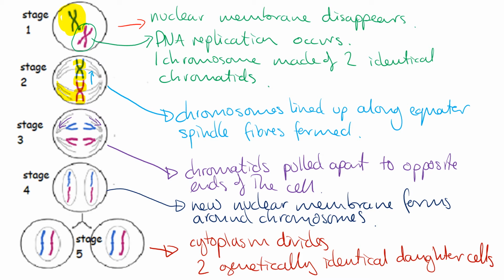Okay. Stage 3, what's happening? Look at this. I have separated the chromatids. I've pulled the chromatids apart to opposite ends of the cell. Next, new nuclear membrane forms around our chromosomes, cytoplasm divides, and I now have two genetically identical daughter cells. Why is that important? So that they can function correctly.